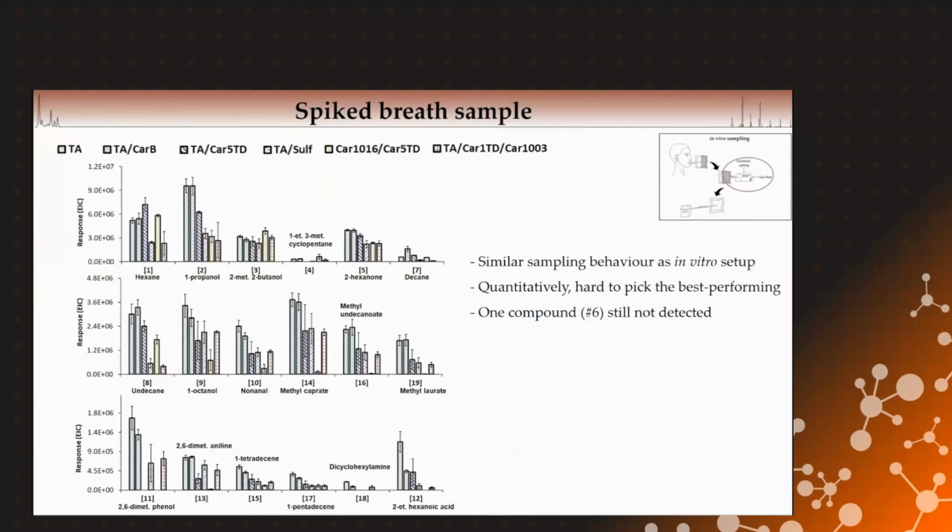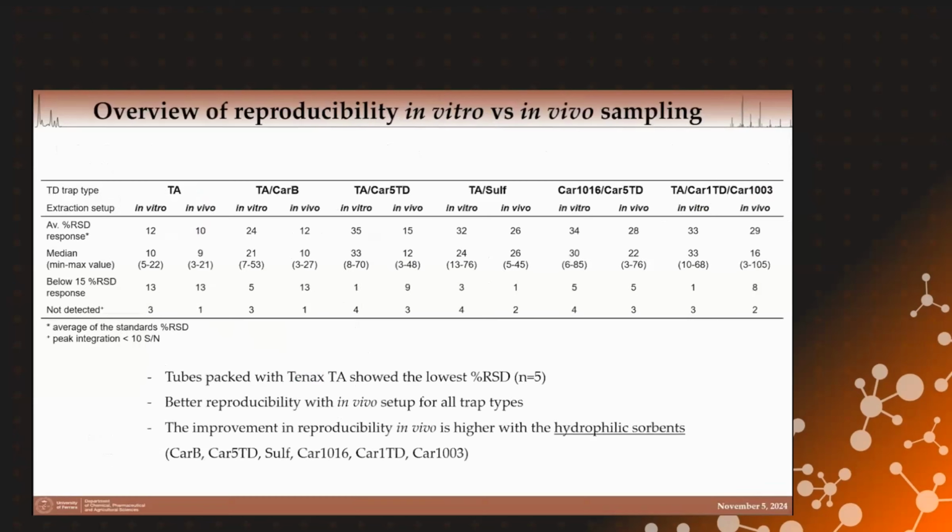And again here, looking at the bar plots showing the response obtained with the different tubes, we can see that we obtained similar results as in vitro. And from this view, it's difficult to pick, let's say, the best performing tube type for this application. Instead, if we look at the reproducibility of the methodology in both setups, we can now see that there are some differences which can help in selecting the best sorbent trap to use.